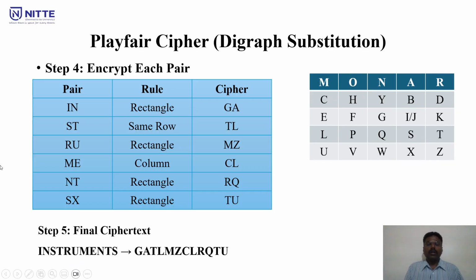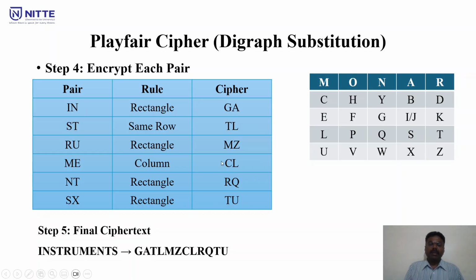Now, the plain text we considered to understand this Playfair cipher is instruments. IN forms a rectangle, so I replace it with GA. ST comes under the same row, so S is replaced with T and T is replaced with L. Then RU, a rectangle, gives MZ, then ME gives CL, NT gives RQ, and SX gives TU. This is how I perform the encryption.